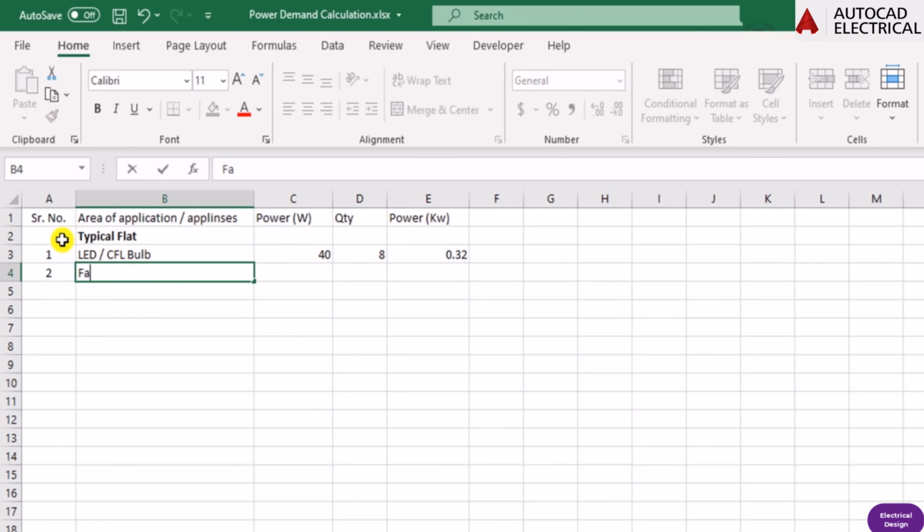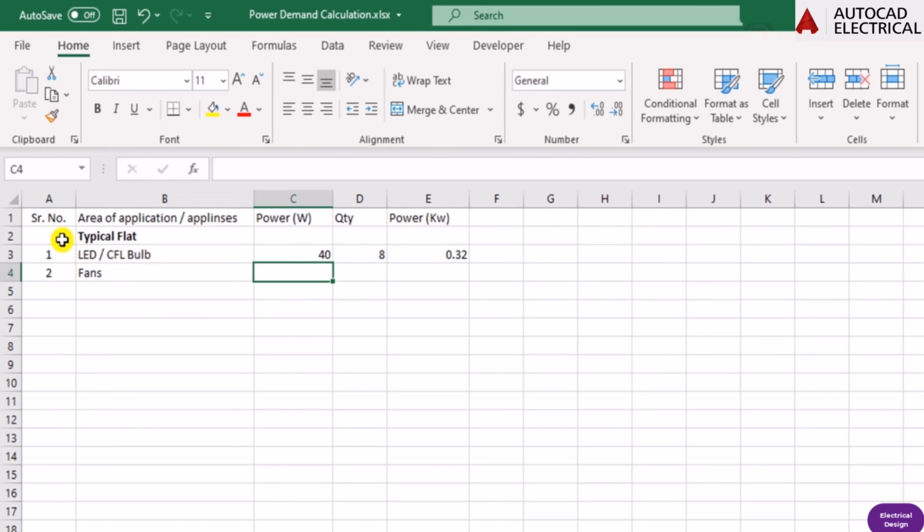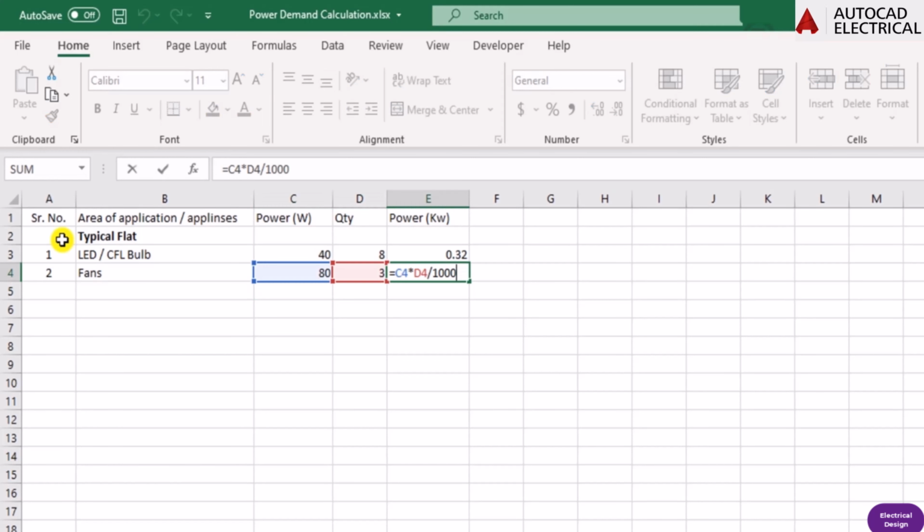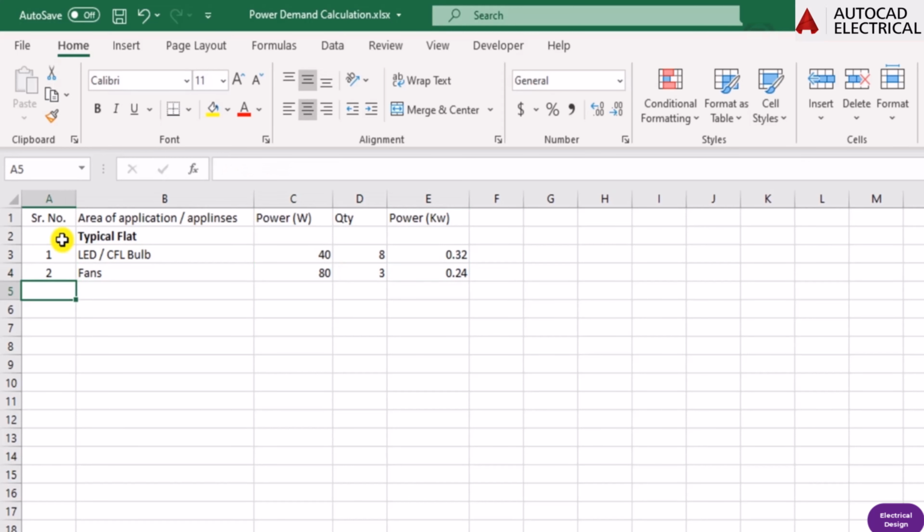Similarly, appliance number 2 is the fans. If in a typical flat there are 3 fans we need to run, the power required for a typical fan is 80 watts. So the total is 0.24 kilowatt. Similarly, if we need to run a TV in our typical flat, the power required for the TV is around 120 watts and the quantity is 1. So the total power required for the TV is 0.12 kilowatt.